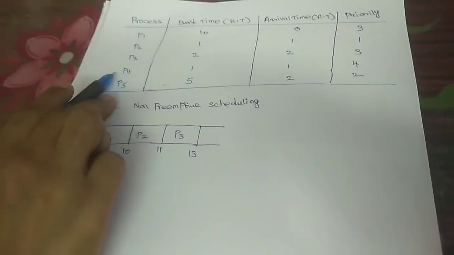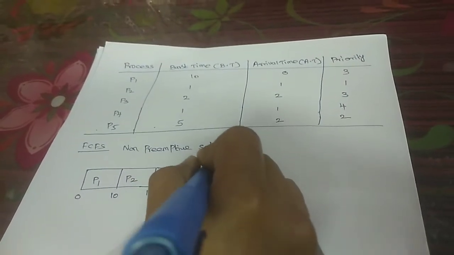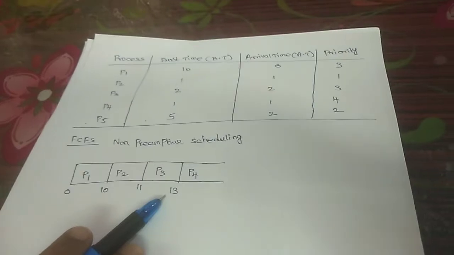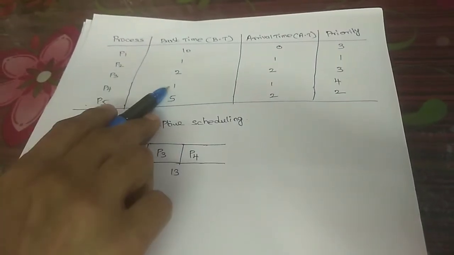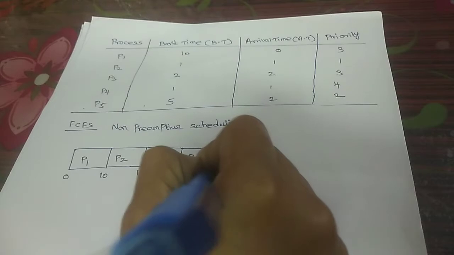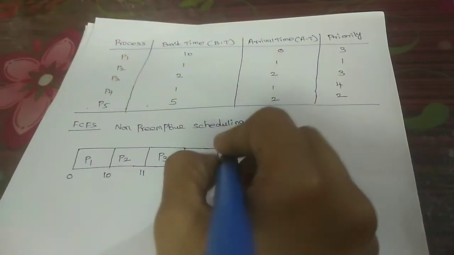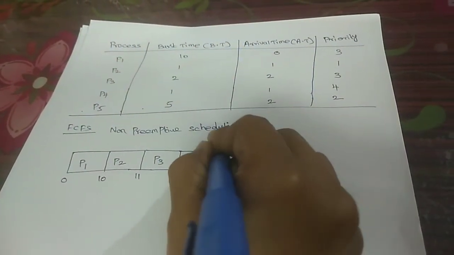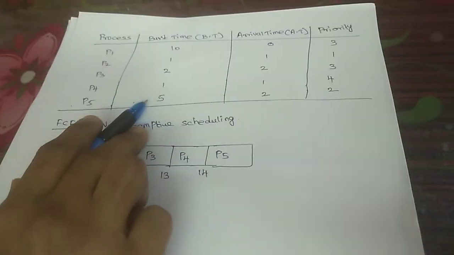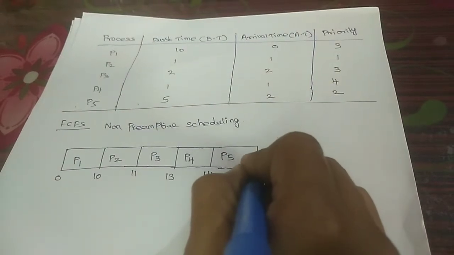Next process P4 will be entering into the processor. Already the current time is 13. Next we are going to add 1 to this, so the time is 14 after completing the process P4. Next process P5 is going to enter. It is the last process and has an execution time of 5. So we add 14 plus 5, that is 19.